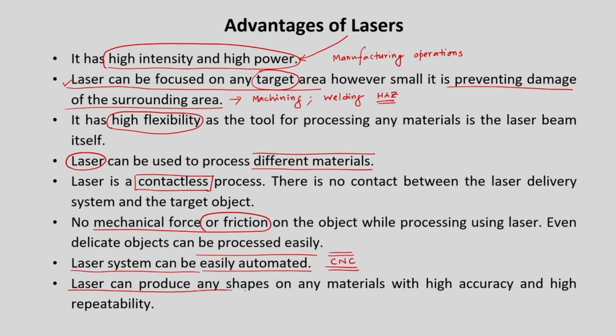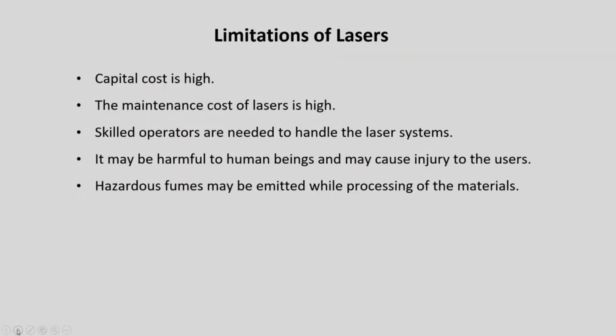Lasers can produce any shapes on materials with high accuracy. The accuracy levels of lasers are very high, and they provide us very good repeatability. In our next week's class on machining, these terms, the accuracy and the repeatability of the process, will come up frequently. In laboratories or in industries, we must develop systems with high accuracy and high repeatability. So, lasers are providing solutions for the same.